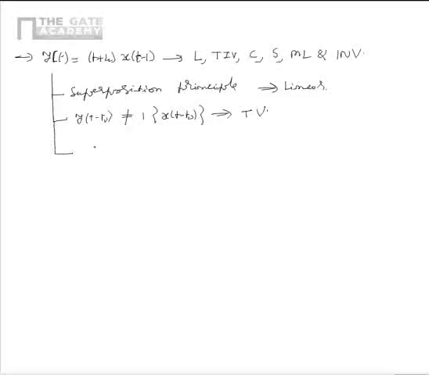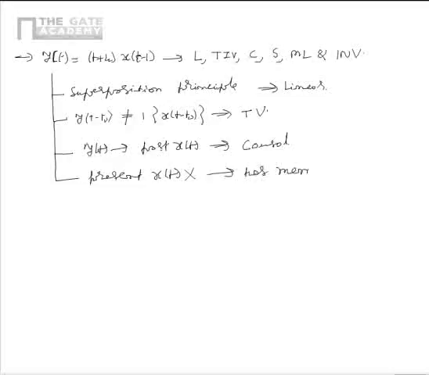Also here, the output at any point of time, that is y of t, depends on past x of t. From this, we see that the given system is causal. Also, the output at any point of time doesn't depend on the present x of t. It depends on the past x of t. So from this, we can say that the given system has memory or it is not memoryless.